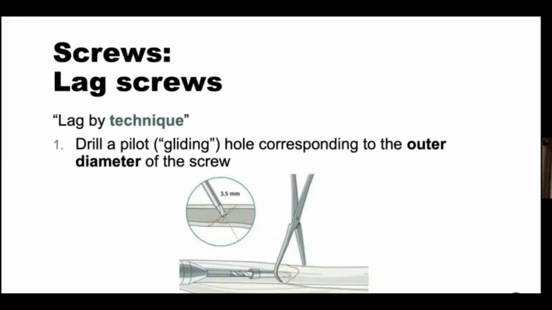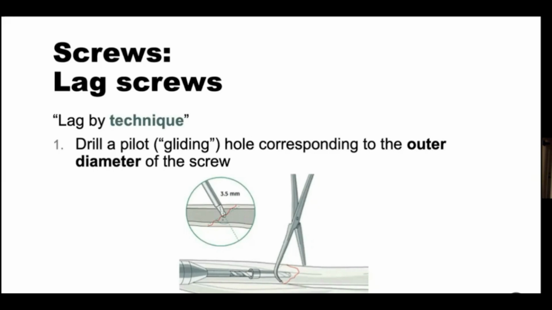So two more major topics left. The last one is lag screws. And this is what I alluded to earlier, where you can get interfragmentary compression through three mechanisms: through compression through a plate, through lag screws, and either lagging by technique or lagging by design. So lagging by technique basically means you're using a solid screw to perform interfragmentary compression.